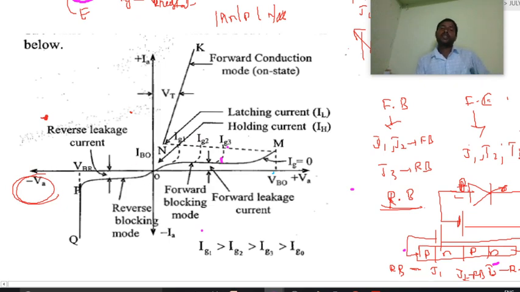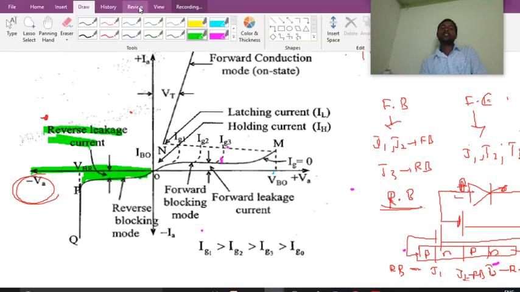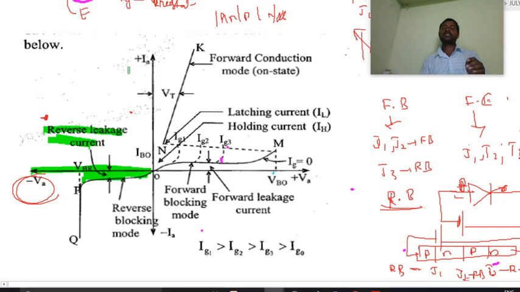As long as you are increasing the voltage in this direction, junctions J1 and J3 are reverse biased, so because of the reverse bias, a small leakage current will flow. Such a leakage current is the reverse leakage current. This is the reverse leakage current region. So in this reverse blocking region, as already discussed, junctions J1 and J3 are reverse biased and J2 is forward biased.